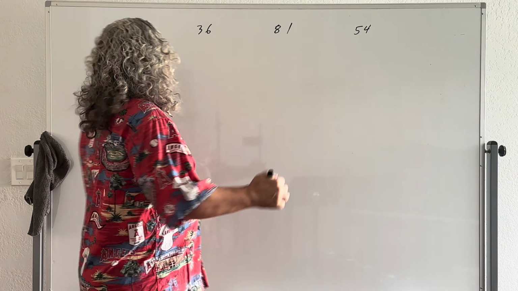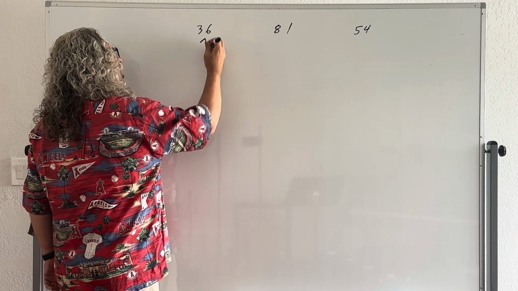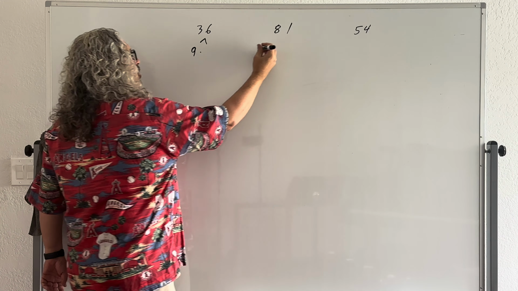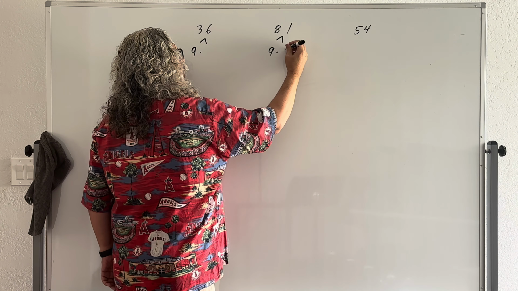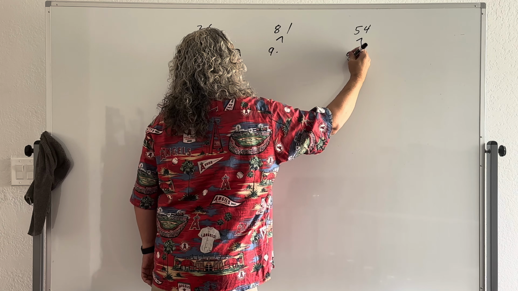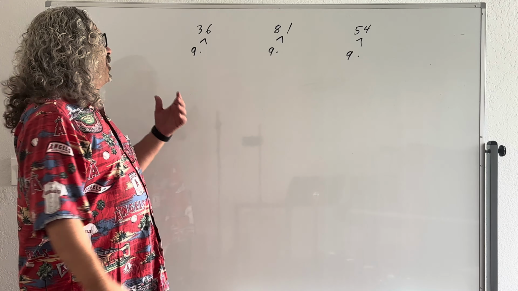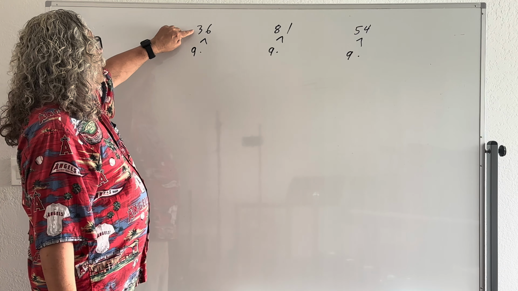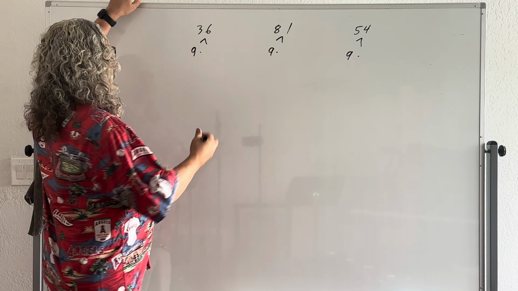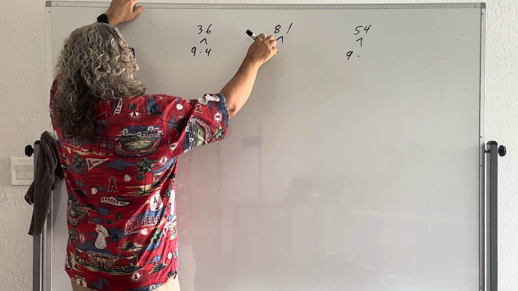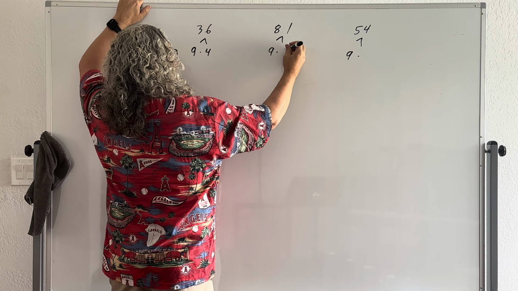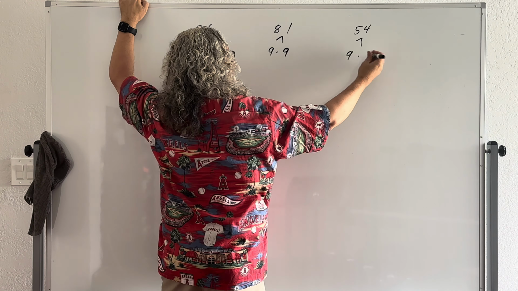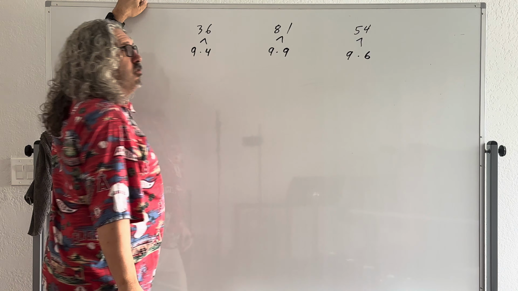9. And the way you're going to do it is you're going to go, I know this is going to be 9 times something, because I just told you it's going to be 9 times something, but 9 times what? Well, memorize your multiplication tables. But if you haven't, this is 36, just go 1 more than the 3 and you're going to get 4. 81, go 1 higher than the 8 and you're going to get your 9. Go 1 higher than the 5 and you're going to get a 6. So that's one way to help.